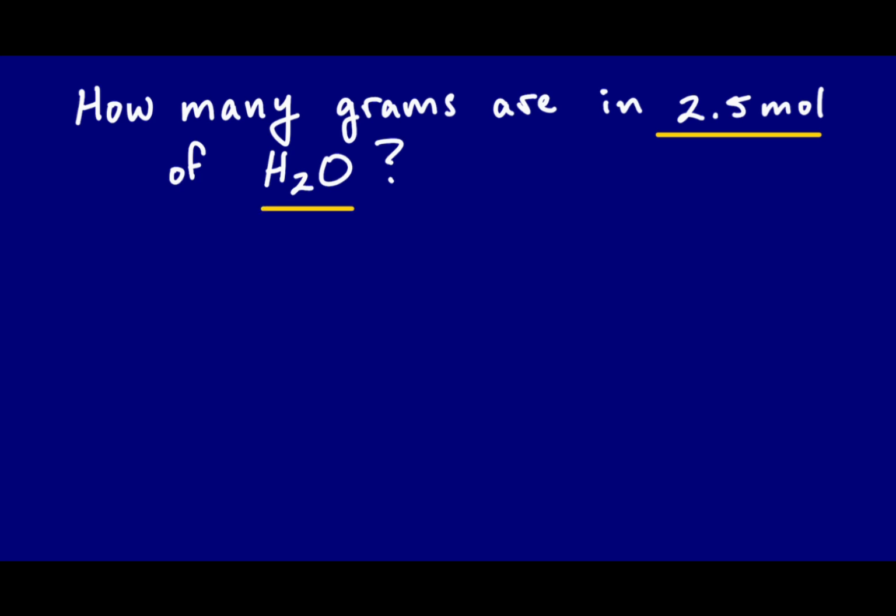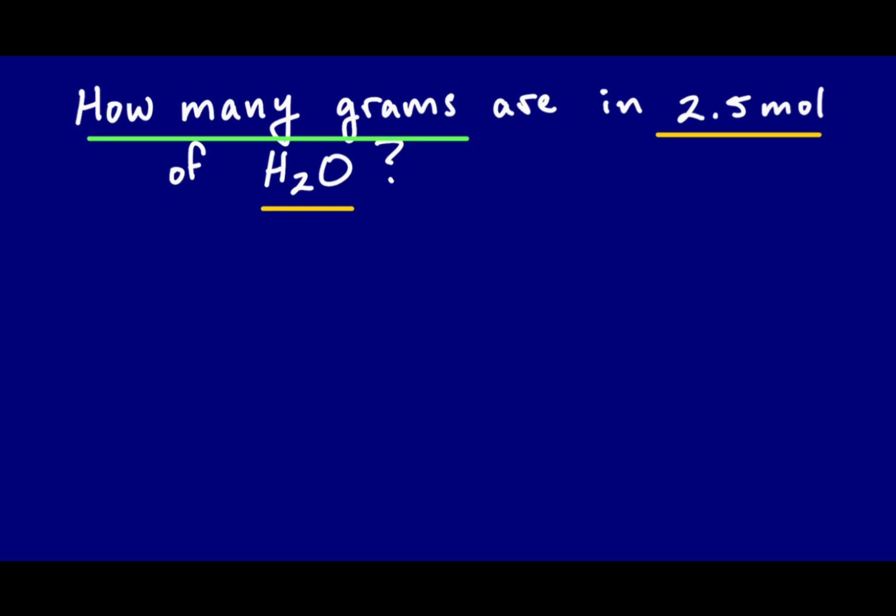The wanted is what we're looking to find. What are we trying to convert moles to become? It asks in the beginning, how many grams are there in 2.5 moles of H2O? So the grams are going to be the wanted value, the units we convert to.